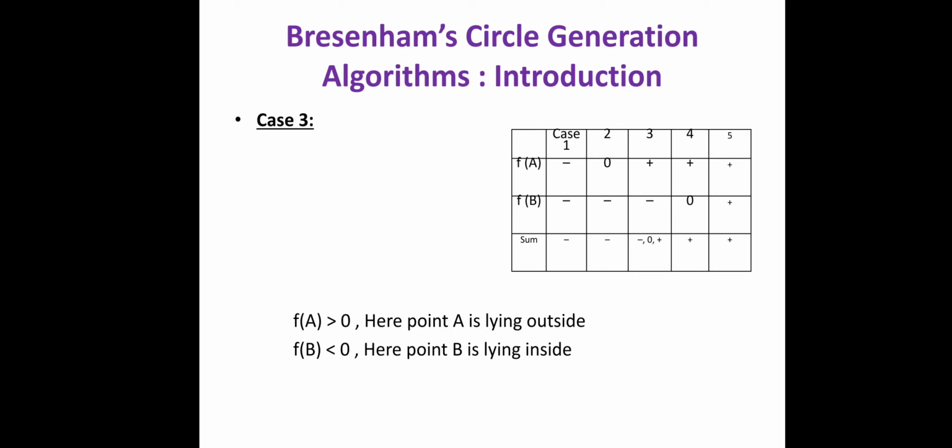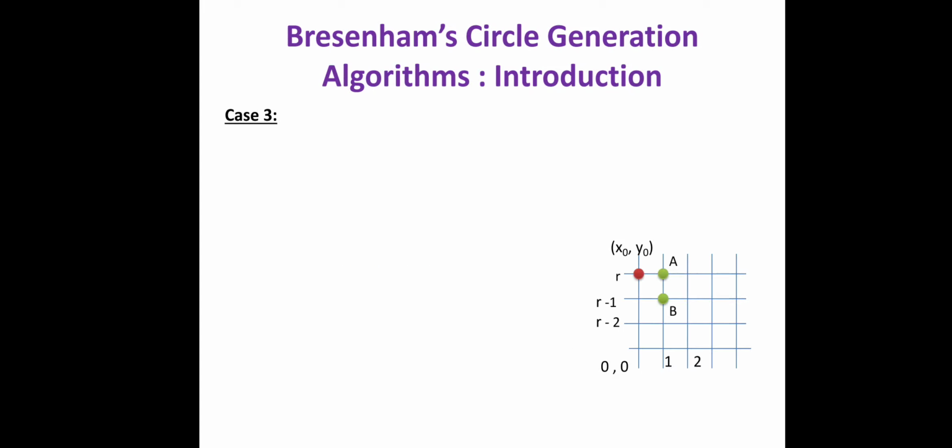Now we will see case number 3. In case number 3, one point is inside and one point is outside. So what do I have to do? Which point should we take, A or B? For that, we will calculate the summation of that function. So now we are solving some mathematical expressions over here.